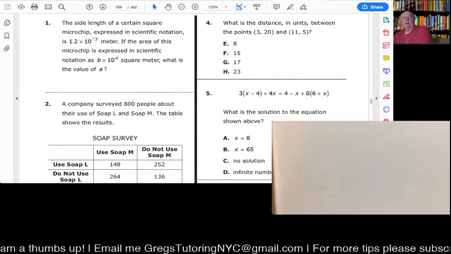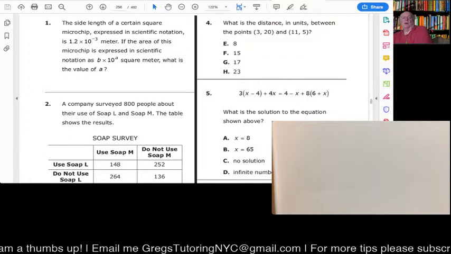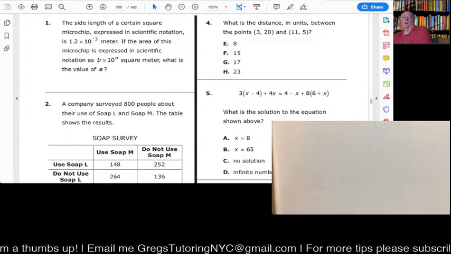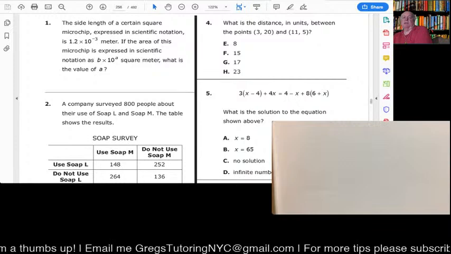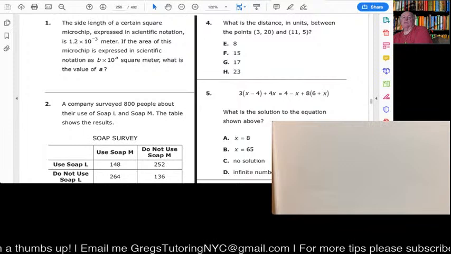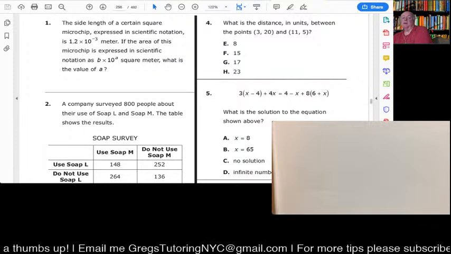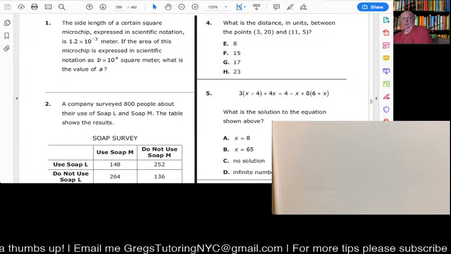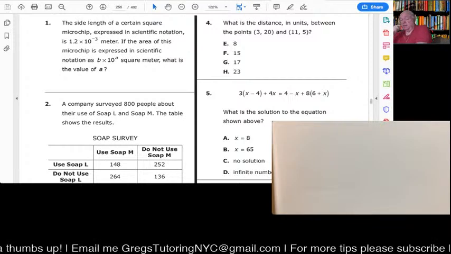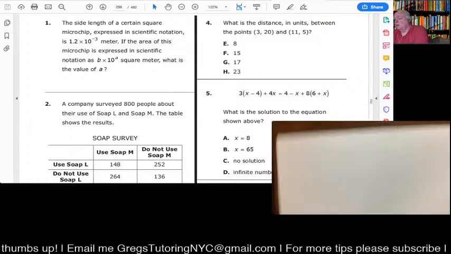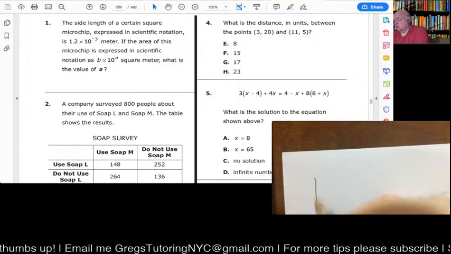So number 1, the side length of a certain square microchip expressed in scientific notation is 1.2 times 10 to the minus 3 meter. If the area of the microchip is expressed in scientific notation as well as b times 10 to the a square meter, what is the value of a? So first of all, you need to look at this and try to figure out what you're talking about. So let's go visual. They're talking about a square microchip.